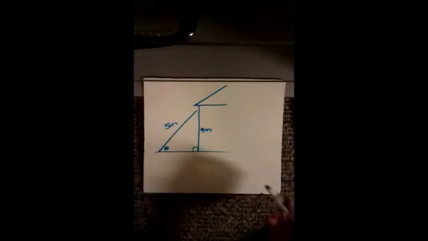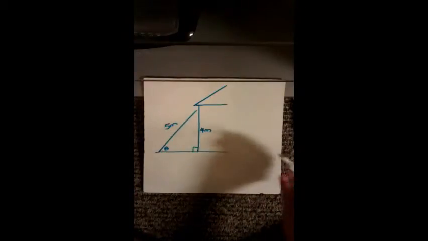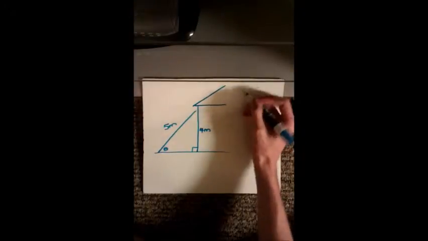So how do I do that? Well, I know it's a right triangle, and I'm probably going to use that right triangle trig stuff, the sine and cosine and tangent. So I need to know what those represent.